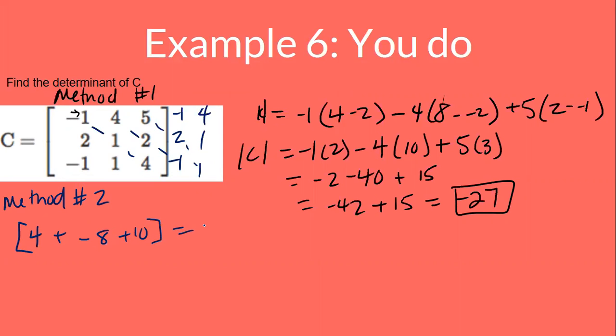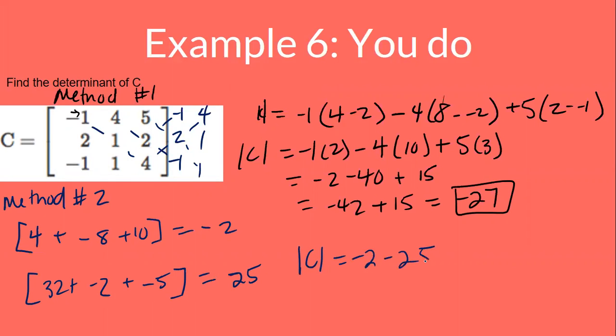And that equals -2. Then going the other way, 4 times 2 times 4 is 32. -1 times 2 times 1 is -2. And 5 times 1 is 5 times -1 is -5. And that gives you 25. And so the determinant of C equals -2 minus 25 equals -27.